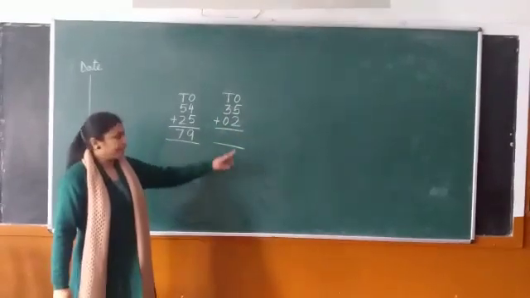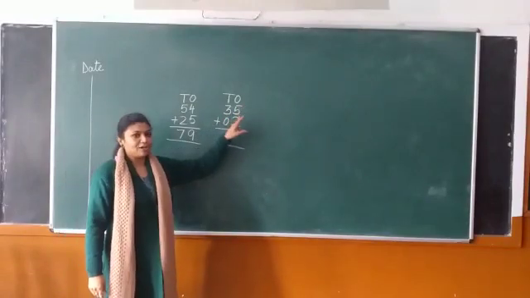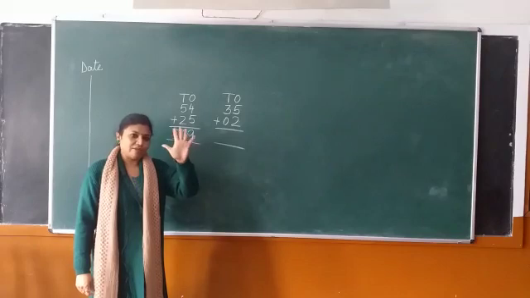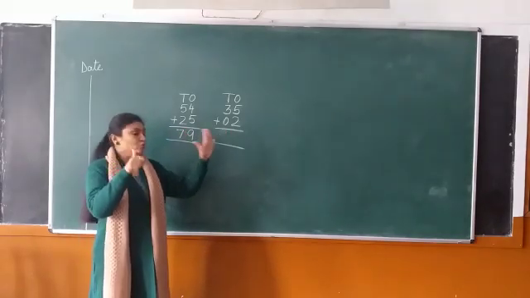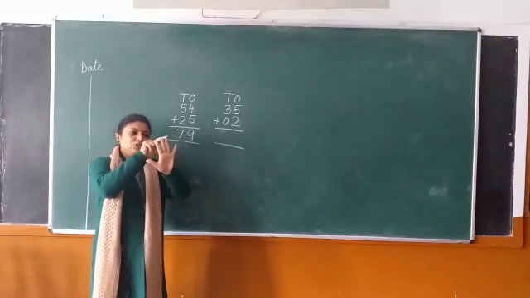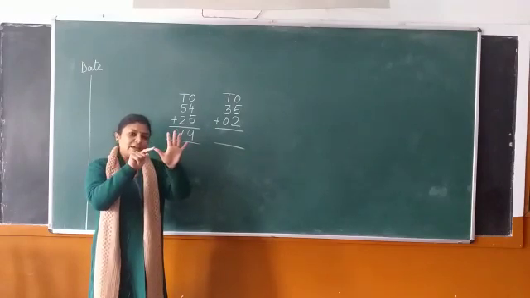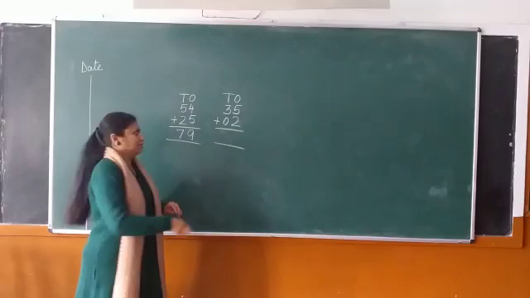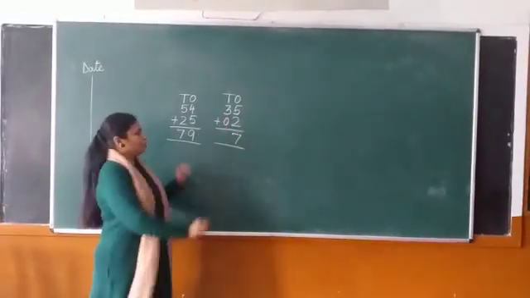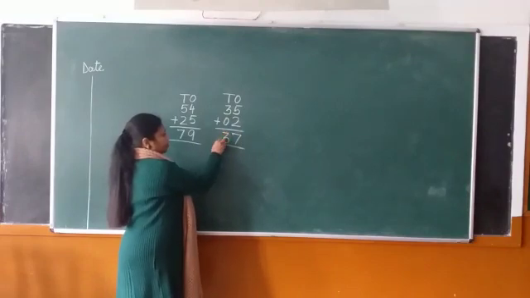Now let's count again under ones, that is 5 plus 2. So 1, 2, 3, 4, 5 and plus 2, 1, 2. Now let's count it together. 1, 2, 3, 4, 5, 6, 7. So 5 plus 2 is 7 and 3 plus 0 is 3.